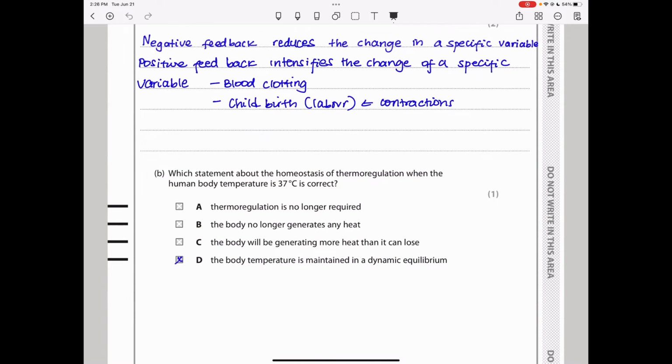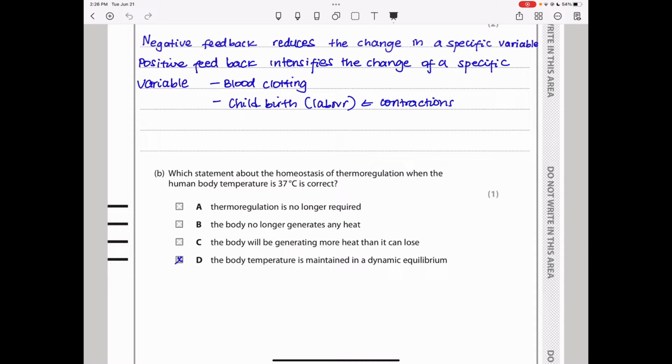They say, which statement about homeostasis of thermoregulation when the human body temperature is 37 degrees Celsius is correct? A, thermoregulation is no longer required. No, thermoregulation will always be required no matter the temperature, because any slight change could be catastrophic. The body no longer generates any heat. No, the body will be generating more heat than it can lose.